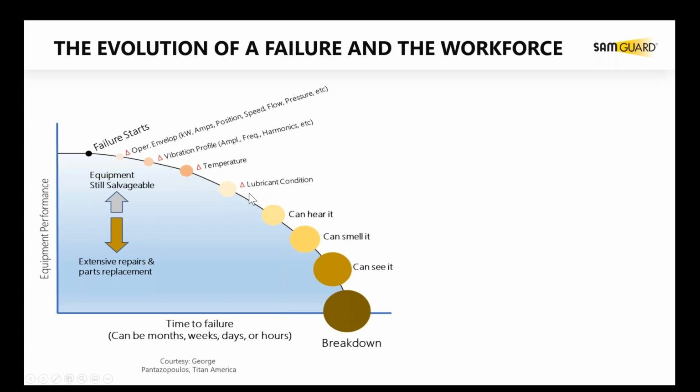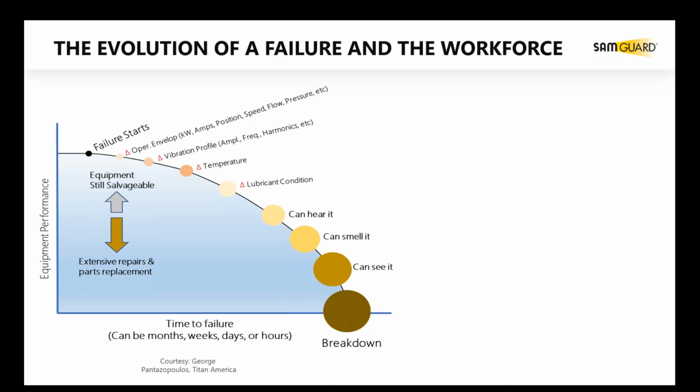Later on, the oil may change, and then at some point you will be able to hear it and smell it and see it. And if you didn't do all these things, the equipment will eventually break. And this is a clear explanation of the flow of a failure, which illustrates very well what usually happens.